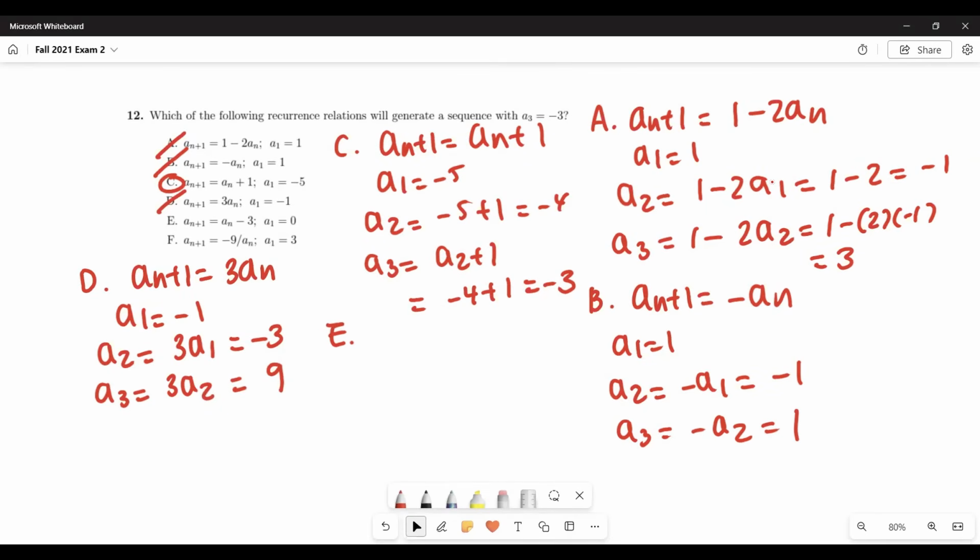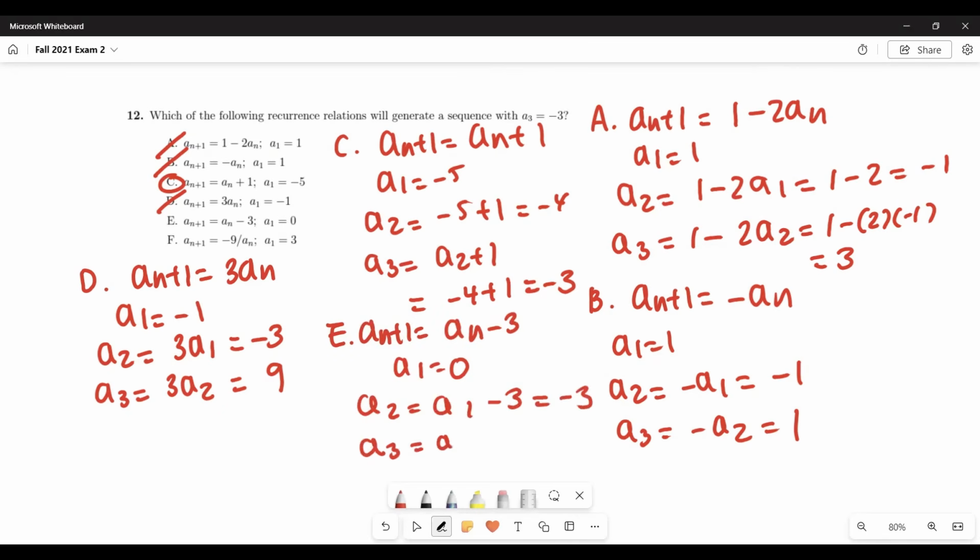E is a(n+1) is equal to a(n) minus 3, a1 is 0. A2 is a1 minus 3, so it's negative 3. A3 is a2 minus 3, negative 6. So this is not what we are looking for. And the last one.